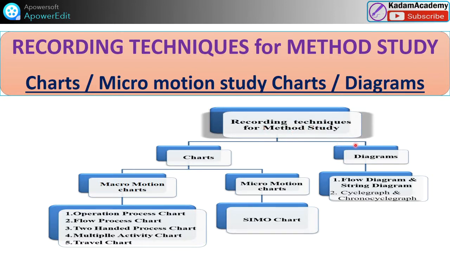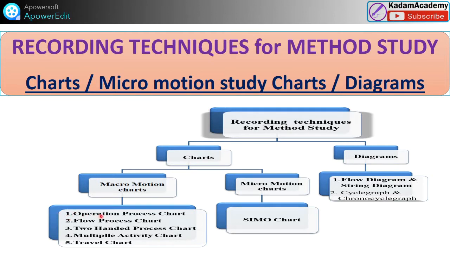In this flow diagram, see recording techniques for method study. It may be by charts or by diagrams. Under the charts, there are macro motion charts and micro motion charts. In macro motion, again 5 different charts are there. We are going to study them in 5 different videos.